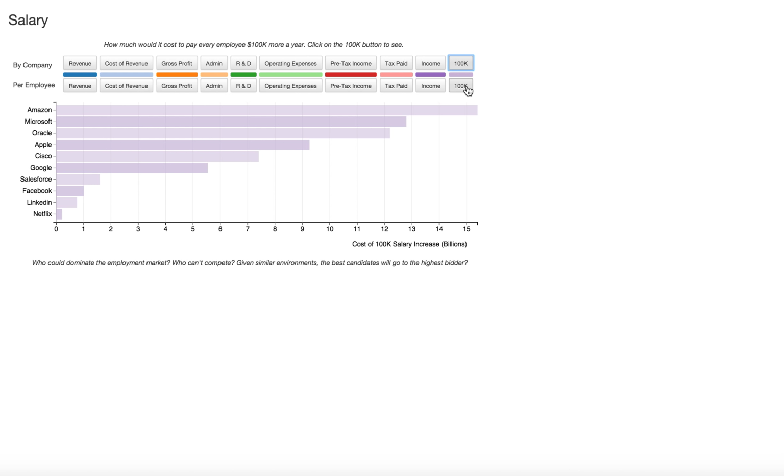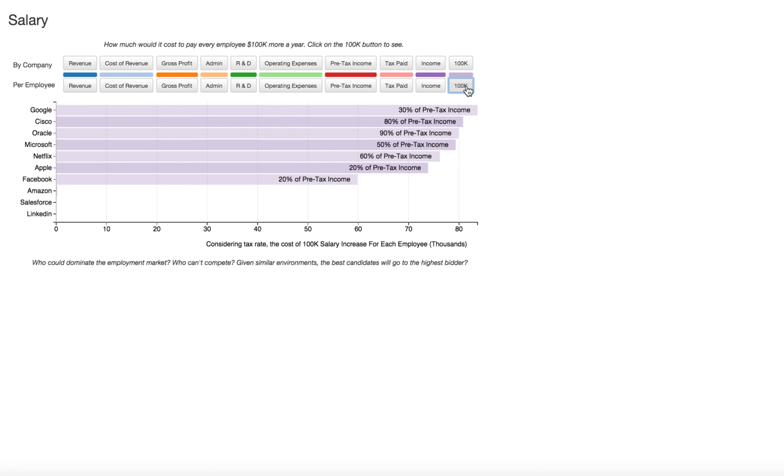Let's say I want to do it in terms of an employee. Well, as I'm looking down here, it would cost 30% of my pre-tax income for Google to pay $100,000 more per employee. For Apple and Facebook, it would cost 20% more of pre-tax income to pay every single employee $100,000 more per year. In the case of Amazon, Salesforce, and LinkedIn, they don't have sufficient income to do that.